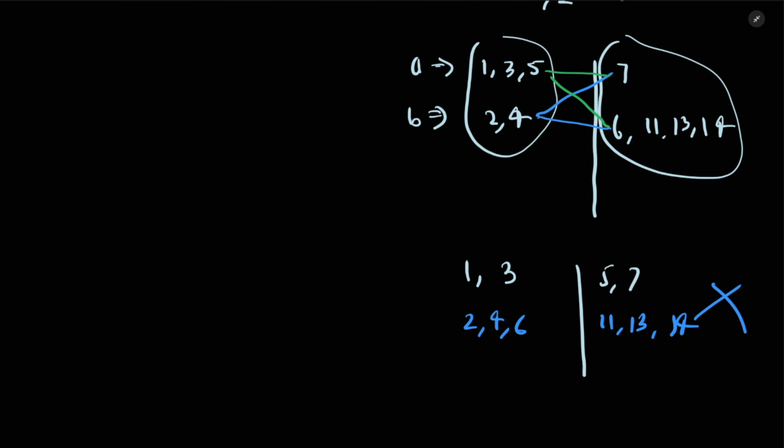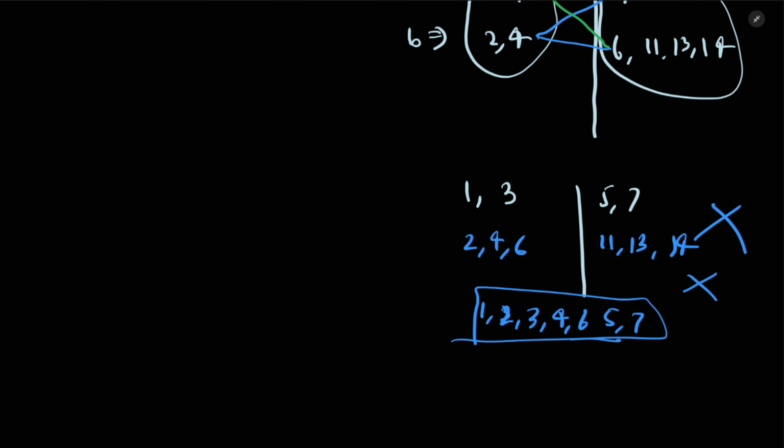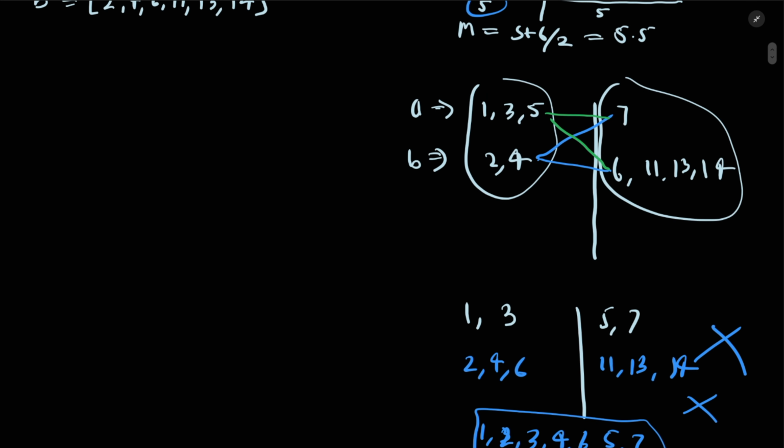This means if we combine them, then we will have 1 3 2 4 6 5 7. So you can see this is not a sorted array, so this is not our answer. We can use this logic to solve our problem. What we actually need to do is make sure the elements on the left side are smaller than the elements on the right side.